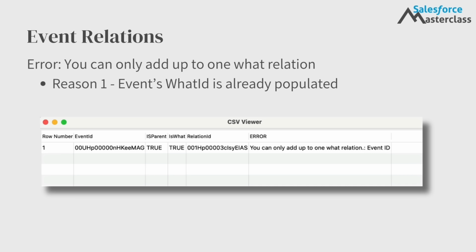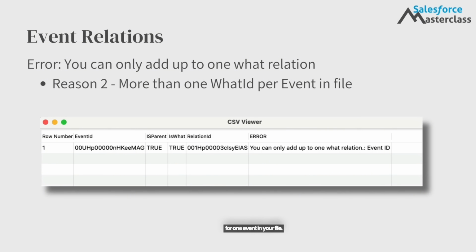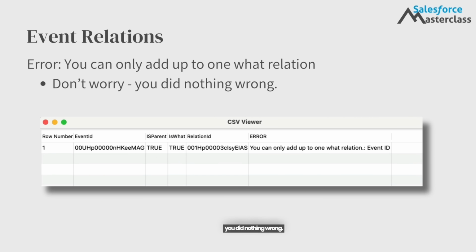If you receive the error that says you can only add up to one what relation, it's because either the event already has a value in the what ID field, or there's more than one what ID for one event in your file. So the first what is set into the what ID, and any subsequent whats will fail. Don't worry, you did nothing wrong.